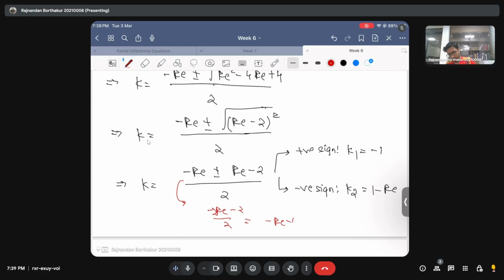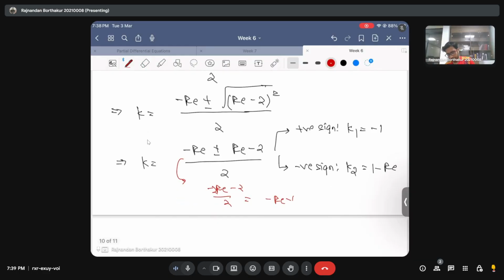Okay, when I take the minus sign, see there's a bracket here, right? So if I take the minus sign, I'll have minus Re plus 2 because there is a minus sign already embedded in here. So this is going to be equal to minus 2Re plus 2 by 2, which is going to give you 1 minus Re basically, if you just cancel 2 from the numerator and denominator.